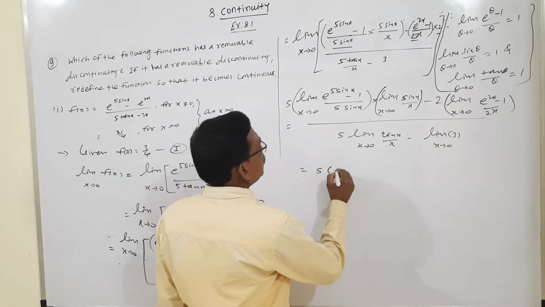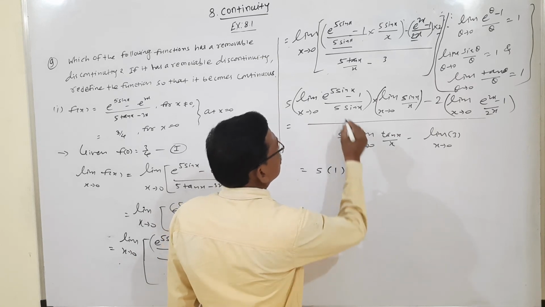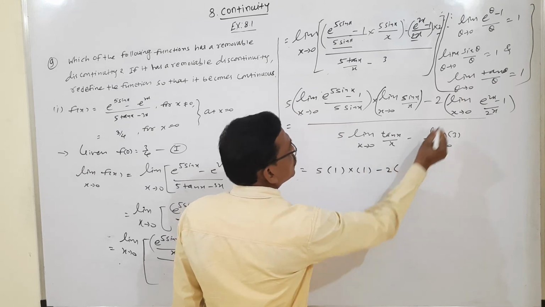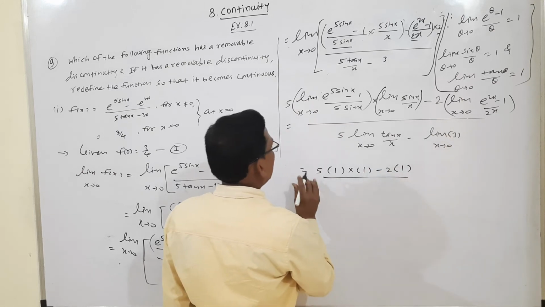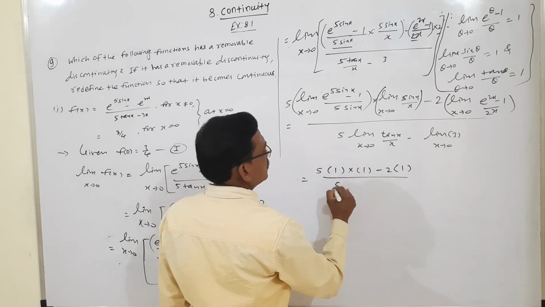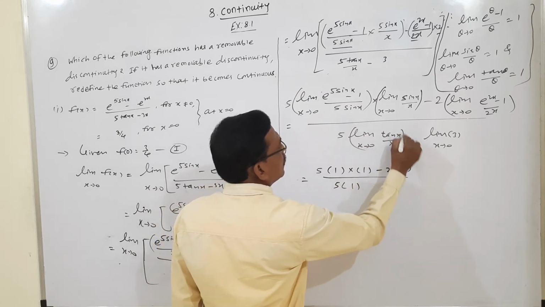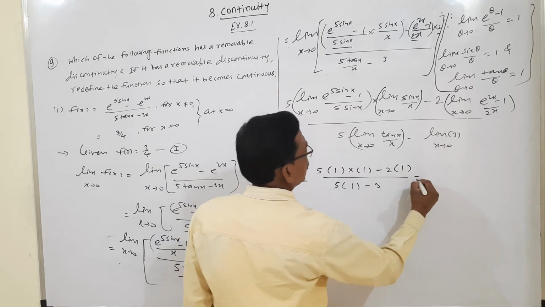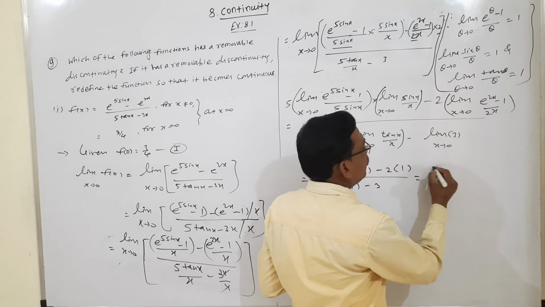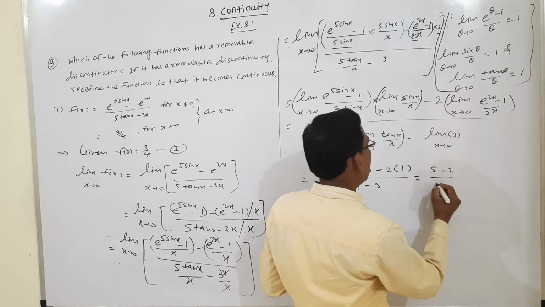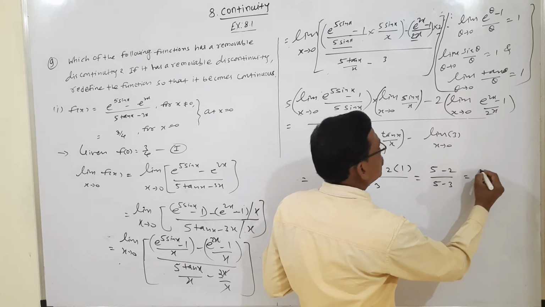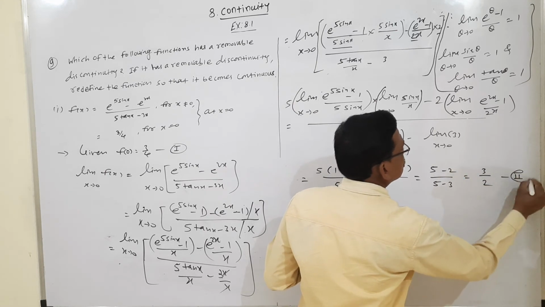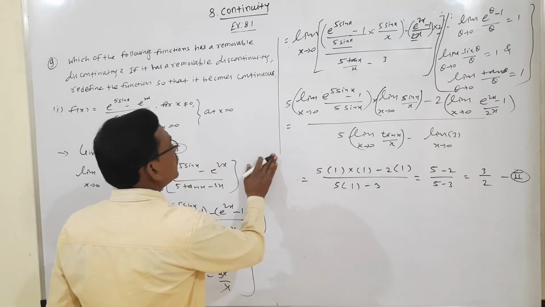So therefore 5 into 1, it gives 1 into 1, minus 2 into 1, divided by 1 minus 3. So it gives 5 minus 2 divided by 5 minus 3, which is 3 by 2. Call this equation second.